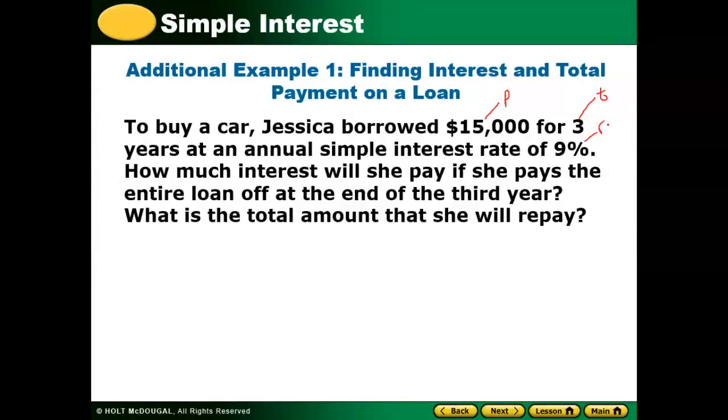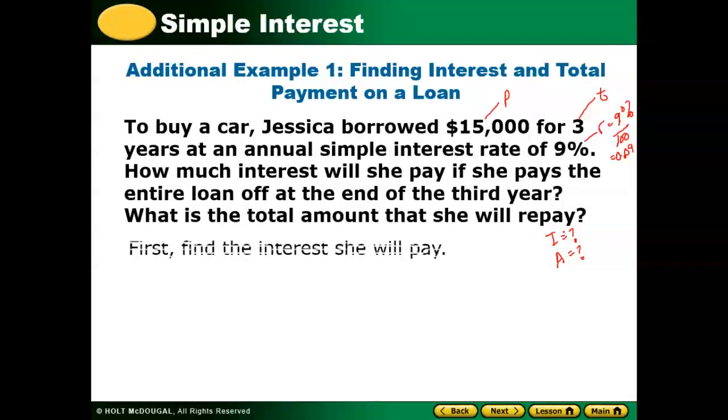And we also know that our rate is 9%, but we always want to make sure that's in a decimal. So let's divide that by 100, and that gives us a rate of 0.09. And they want us to find how much interest she will pay, and then what is the total amount that she will repay? So we're also going to find the amount. So we have two things to do. We need to find our interest first, then calculate the amount. So we're going to first find the interest she will pay.